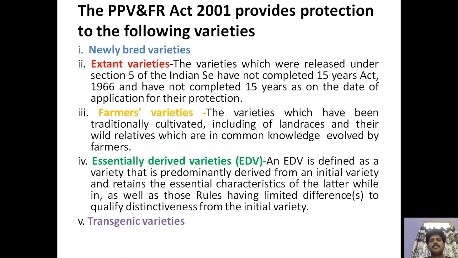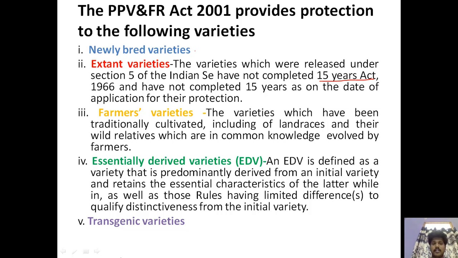The PPVFR Act 2001 provides protection to the following varieties: newly bred varieties and extant varieties. Newly bred varieties are newly evolved or newly developed ones, and the extant varieties are those which were released under Section 5 of the Indian Seeds Act and have not completed 15 years as on the date of application of their protection. So all those varieties are treated as extant varieties.